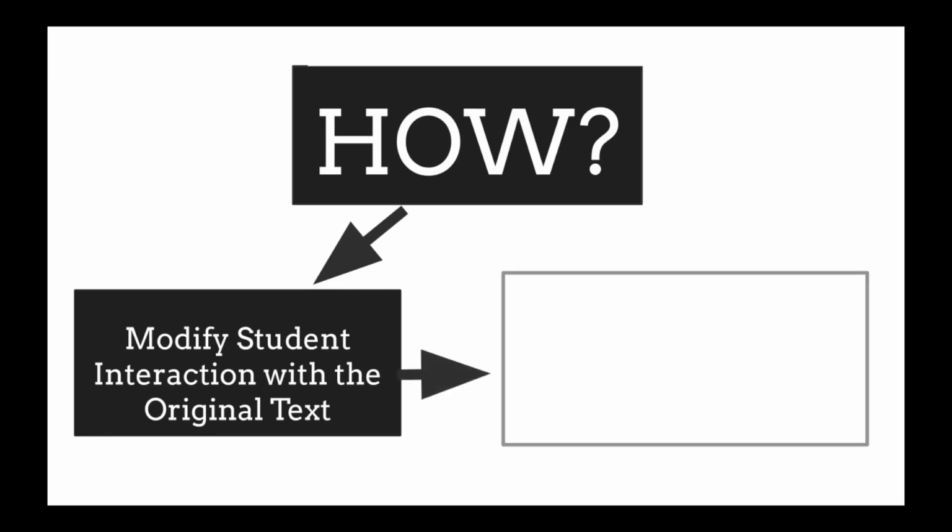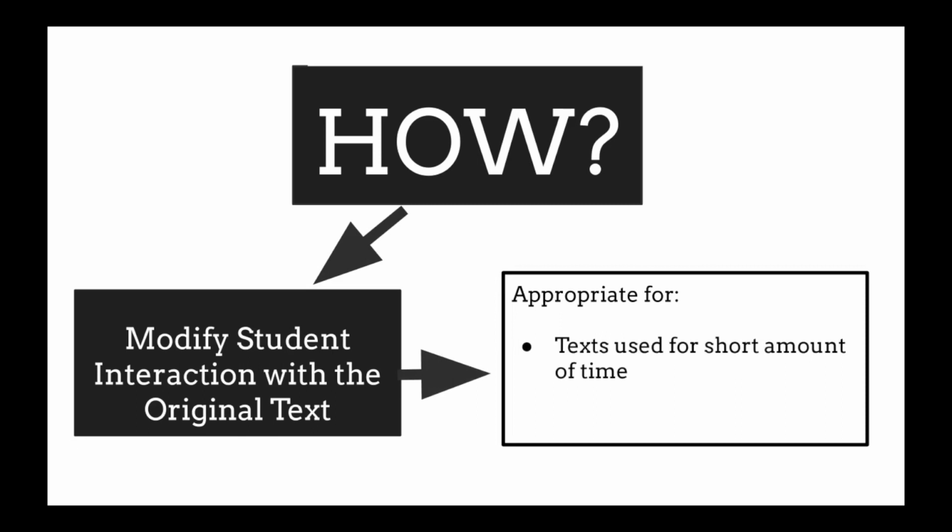This strategy is helpful when we have a text that we plan on using only for a short amount of time, so maybe only for one block. Or maybe when we have multiple texts that our students are required to read to form an opinion. If that's the case, then the first thing we should do is to reduce the number of texts that the students will be required to read.